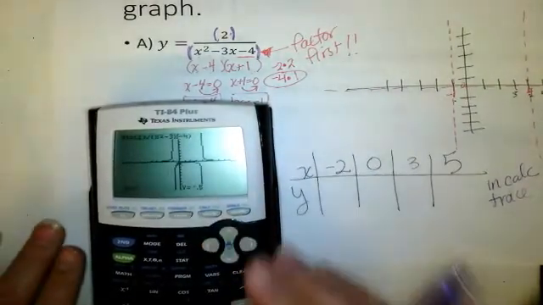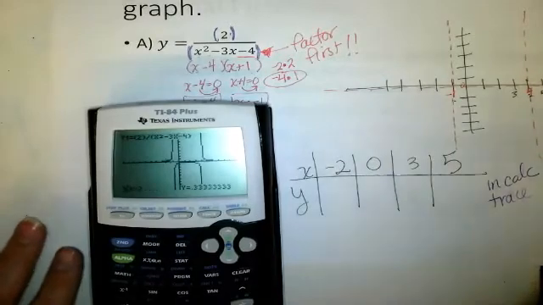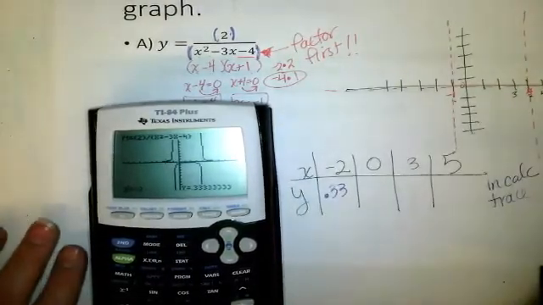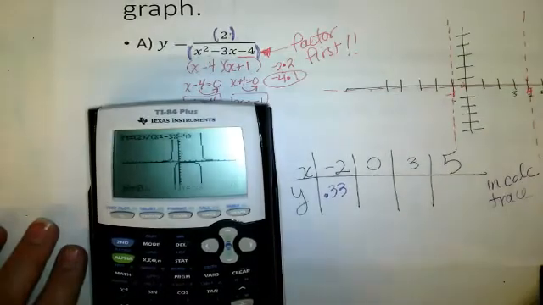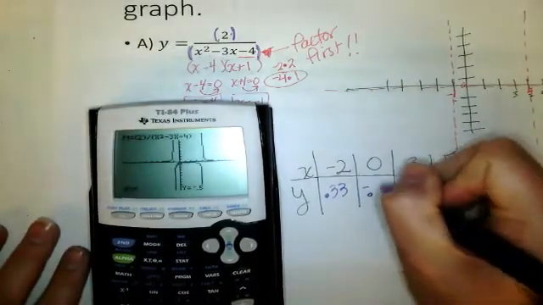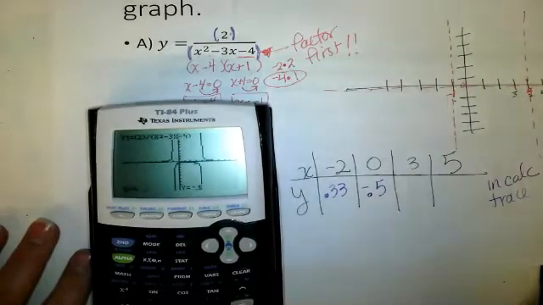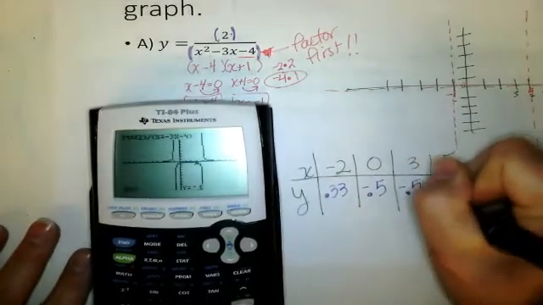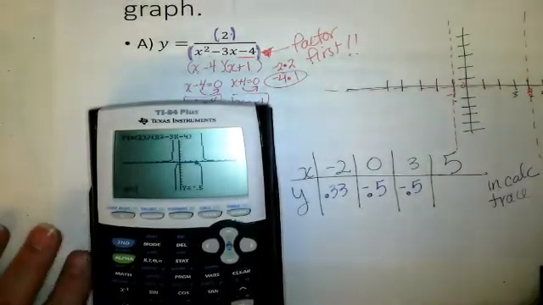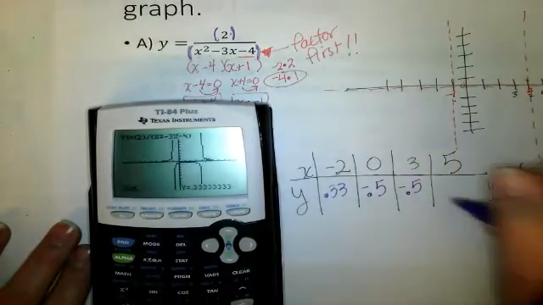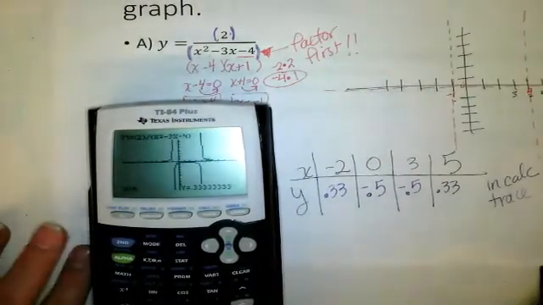So I'm going to use trace and type in -2. Enter. We get 0.33. We plug in 0. Hit enter. -0.5. Plug in 3. Hit enter. -0.5 again. You notice some duplicates. Okay, you should see that. 5. Hit enter again. 0.33.